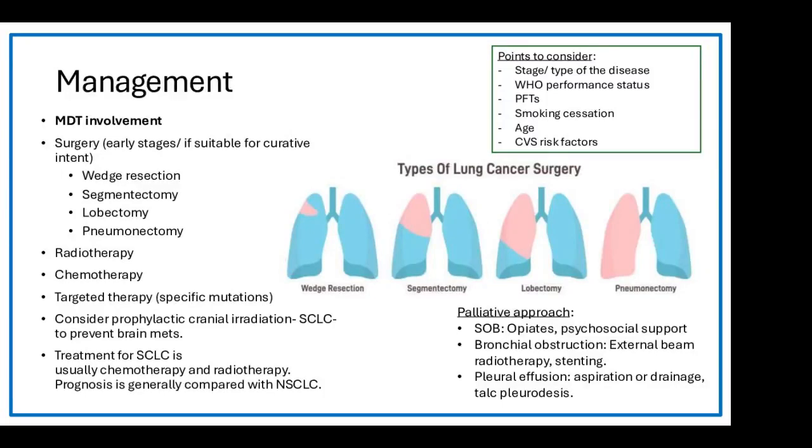And with some patients, if the disease has spread quite far, you can just consider a palliative approach. So that would include treating symptoms. If they are obstructed in the bronchus, you can do stenting or external beam radiotherapy to help with symptoms of shortness of breath. If they have pleural effusion, we can aspirate it or drain it if it provides symptom relief.